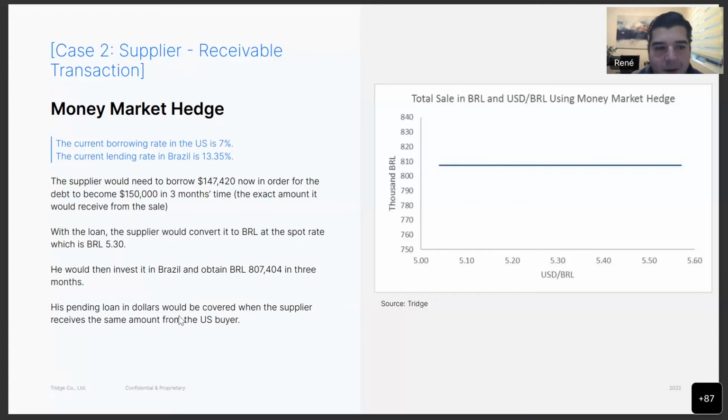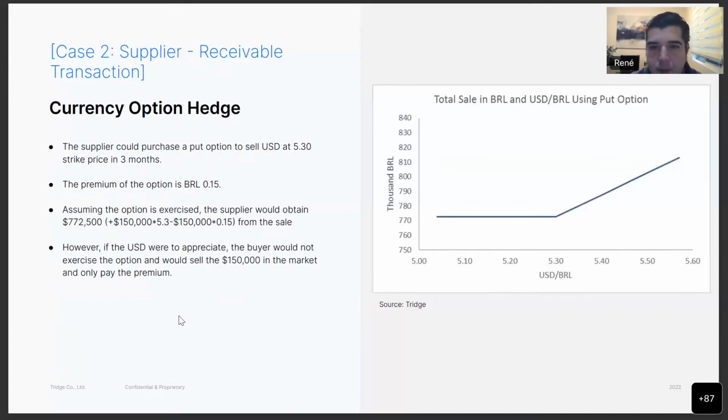So finally, let's look at the put option. Our seller can agree to sell the dollars he will receive at 5.30 reals per dollar in 3 months and pay a premium of 0.15 reals per dollar to do so. If he actually exercises the option, remember, he has the right, he can go to the market if he doesn't want to exercise the option. If he exercises it, he would get 772,500 reals. But he might choose not to exercise the option and sell the dollars in the market if the real depreciates beyond 5.30 reals per dollar. If the real weakens, he would choose to go to the market.